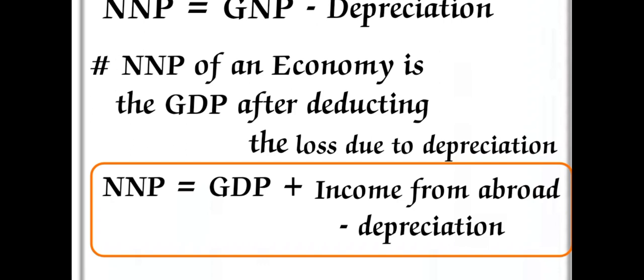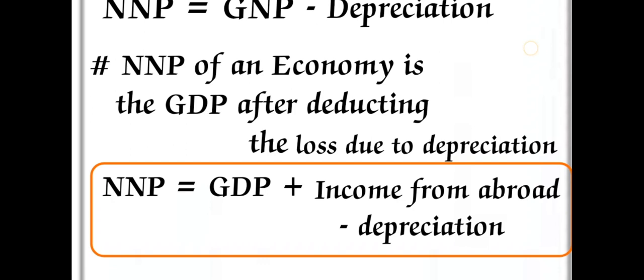So simply we can say net national product equals GDP plus income from abroad minus depreciation. One point here is income from abroad. From the Indian point of view, this is always negative.